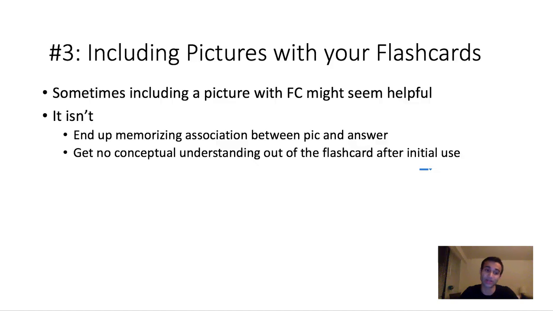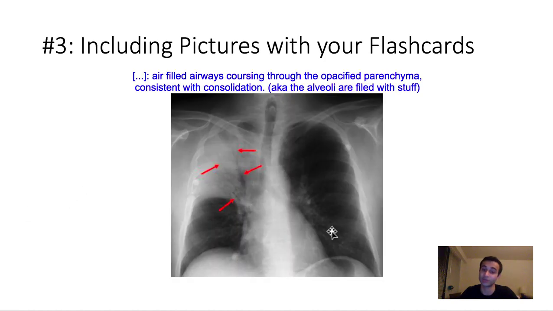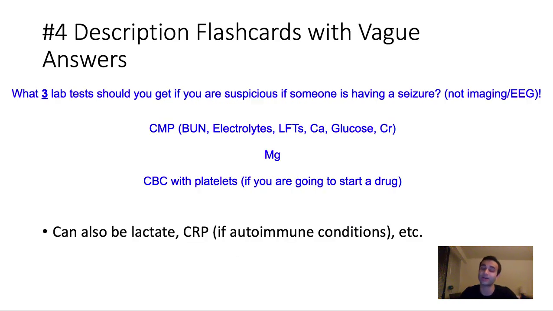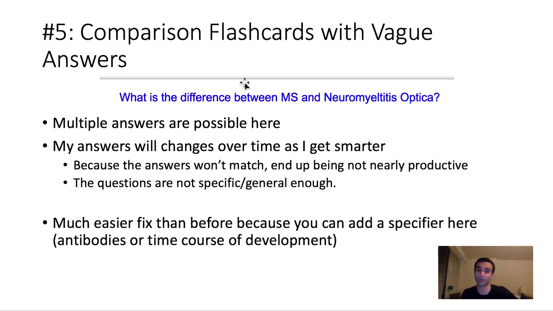The third mistake that I see people make is including pictures in your flashcards, because then you memorize the association with the picture and the word as opposed to actually understanding the concept, kind of like multiple choice. And number 4 and number 5 are having vague flashcards. Do not have vague flashcards in terms of descriptions. If I'm asking for just 3 lab tests, there's going to be more than 3 lab tests that might work. And also in terms of comparison flashcards, having vague answers there is also not useful.